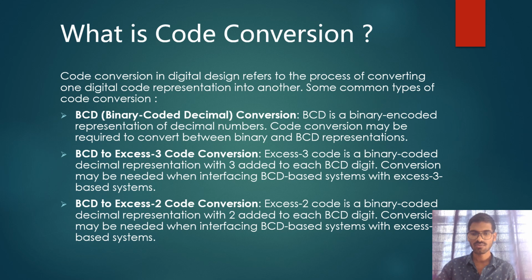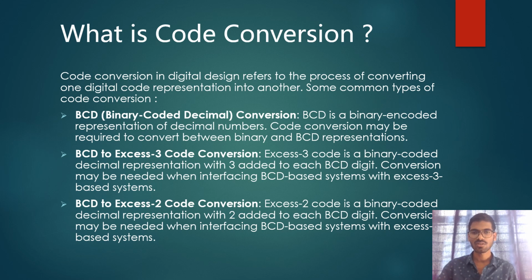Next is XS2 conversion. What is XS2 conversion? Here it is a highly encoded decimal representation, where we add decimal 2 to each BCD digit. Conversion may be required when interfacing BCD based systems with XS2 based systems. So first is BCD, next is BCD to XS3 conversion, and finally BCD to XS2 conversion. What we are learning, one's complement, comes under BCD conversion.